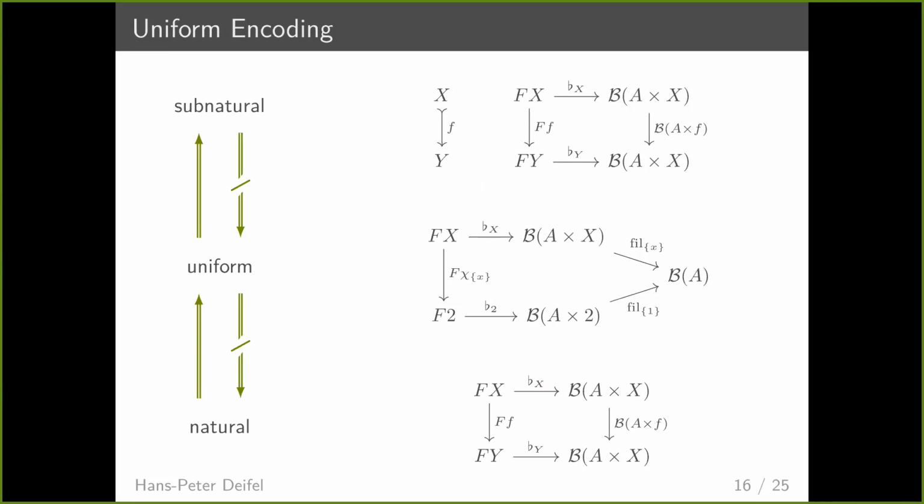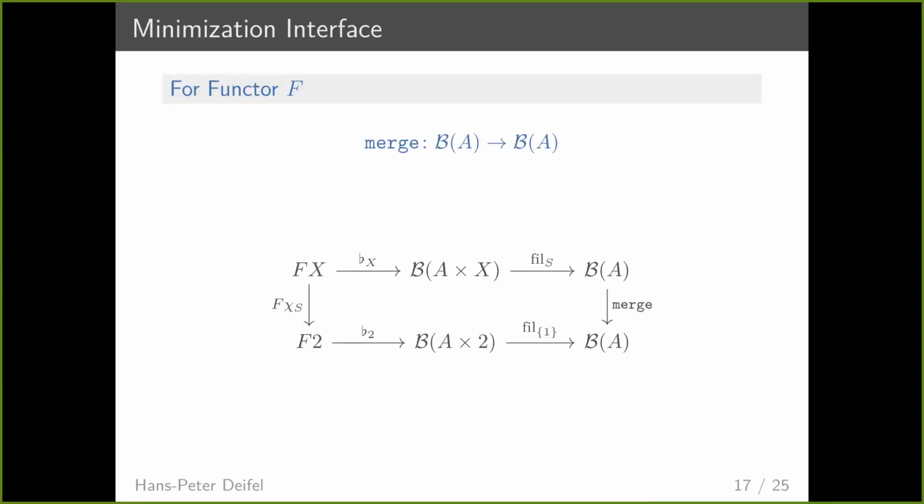So having this, we have constrained our encodings quite nicely, but we still need some additional functor-specific bits, which we call a minimization interface. For each functor, we need a function called merge, which takes a list of labels and outputs a list of labels. And it needs to fulfill this condition here, which basically says that if we look at labels to a set of states S and merge those, we should get the same as first identifying all states in S and looking at the labels of the resulting state.